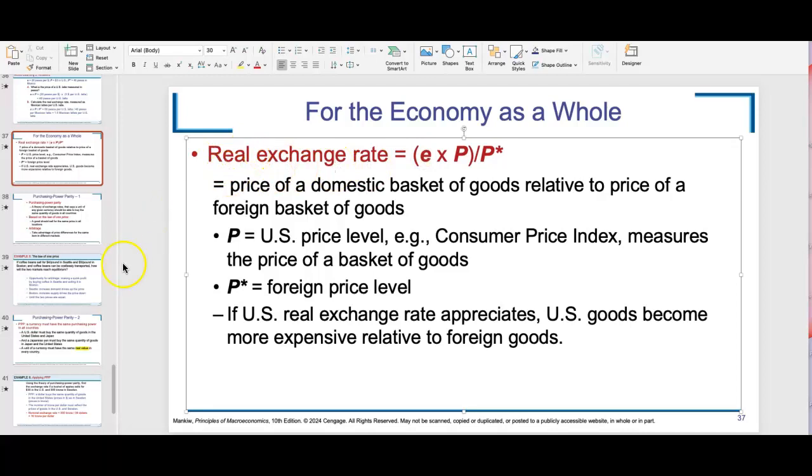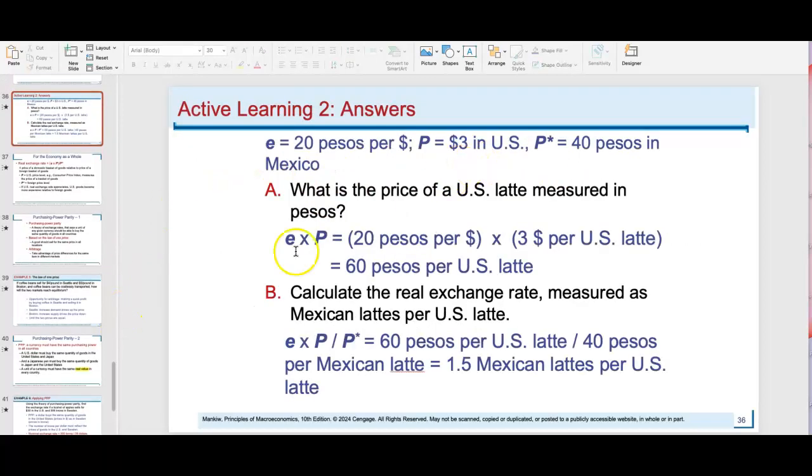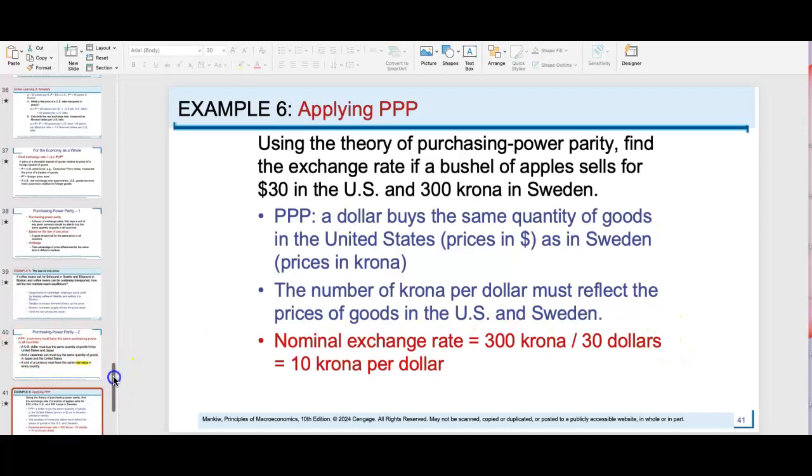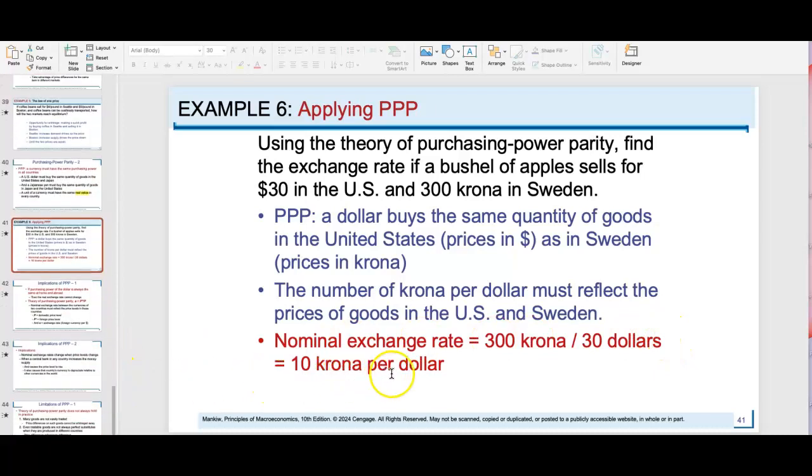Exactly, because that's what we know. We know the relationship between the prices. We just didn't know the nominal exchange rate. And that is how: we divided 300 kronas by the $30. So the nominal exchange rate was 10 kronas per dollar, if there was purchasing power parity.